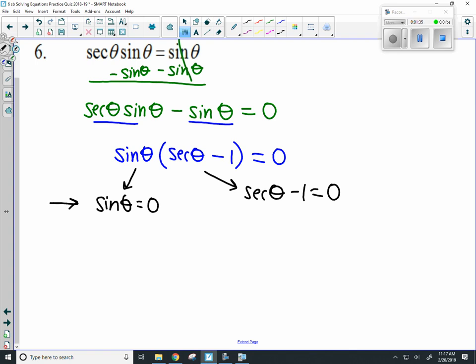Now, if you divided away the sine in the first step, these are the solutions that you would have lost. Now, if you think about sine is your y-coordinate, and your y-coordinate is going to be 0, both when theta is 0 and when theta is pi. So those are your first two solutions for this.